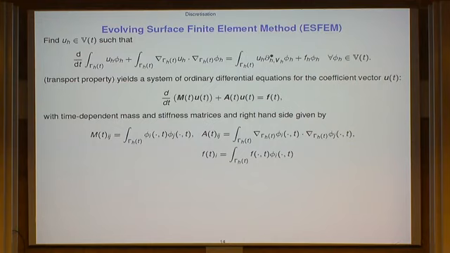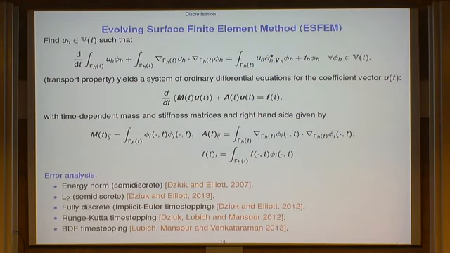So this finite element formulation is equivalent to a system of ordinary differential equations for a coefficient vector u, where M is a mass matrix, but now it's time dependent because of course the domain of integration is time dependent and the basis functions are time dependent. A is a stiffness matrix, which is again time dependent, and F is the discretization of the right-hand side. So this is essentially the evolving surface finite element method for this linear parabolic equation I just showed you. And it's possible to do quite a lot of error analysis for this numerical method.